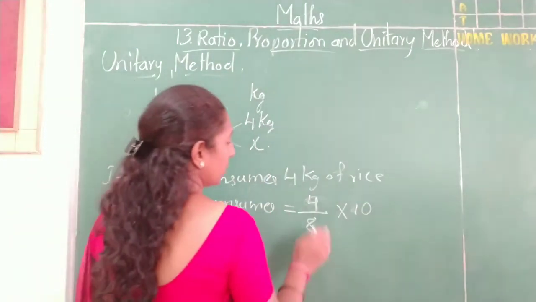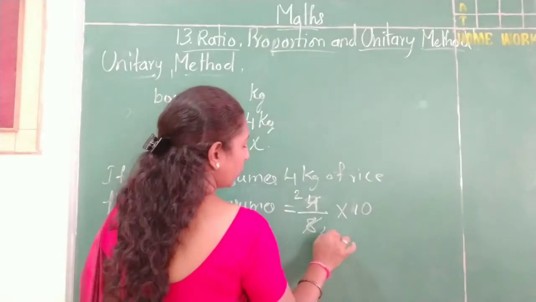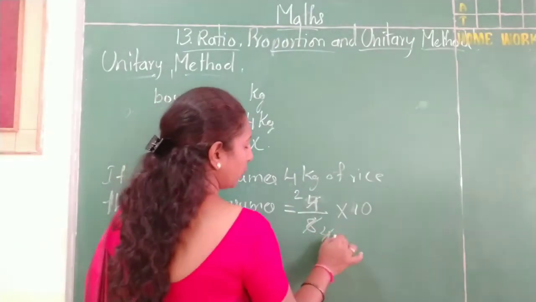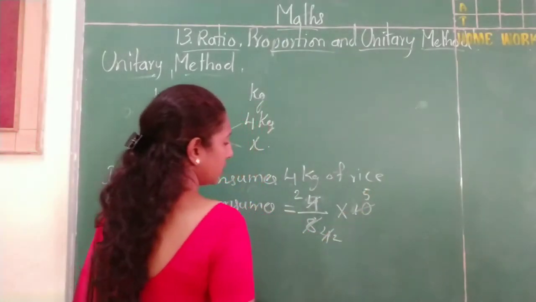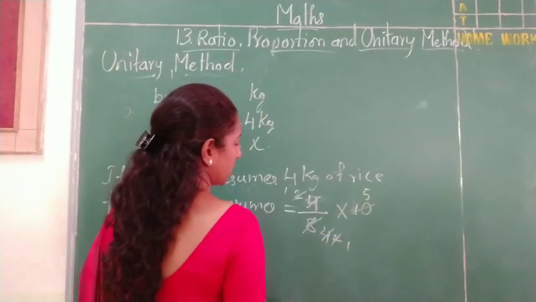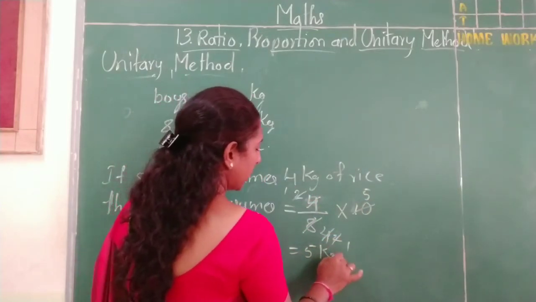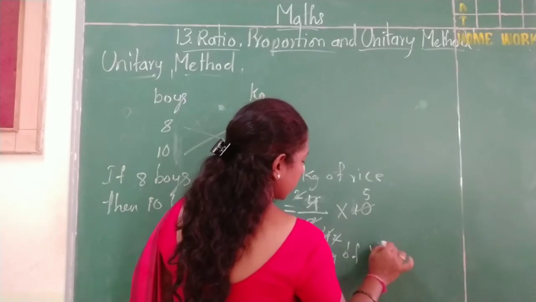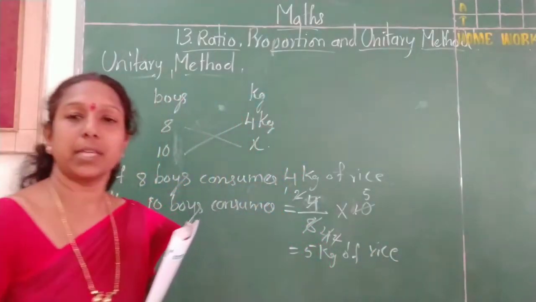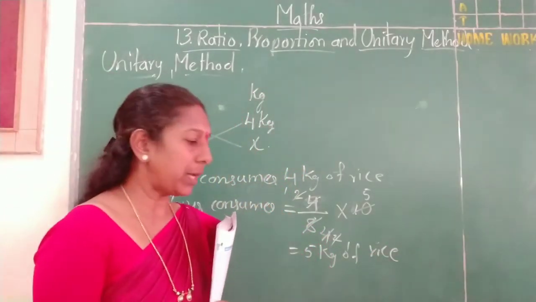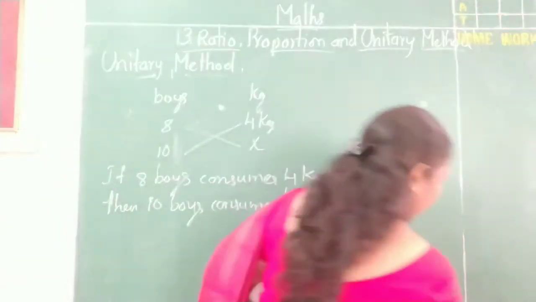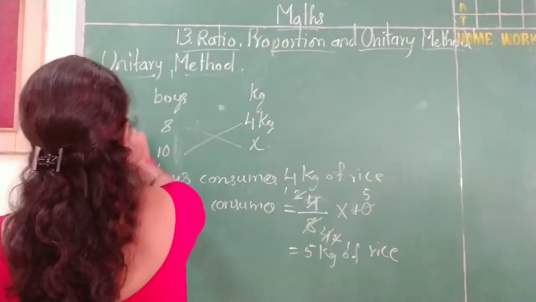Now I can do: 2 twos are 4, 2 fives are 10, again 2 ones are 2. So the answer is how much? 5 kg of rice. So the answer is 5 kg of rice. When you write the problem, that is important. I hope you all have understood.